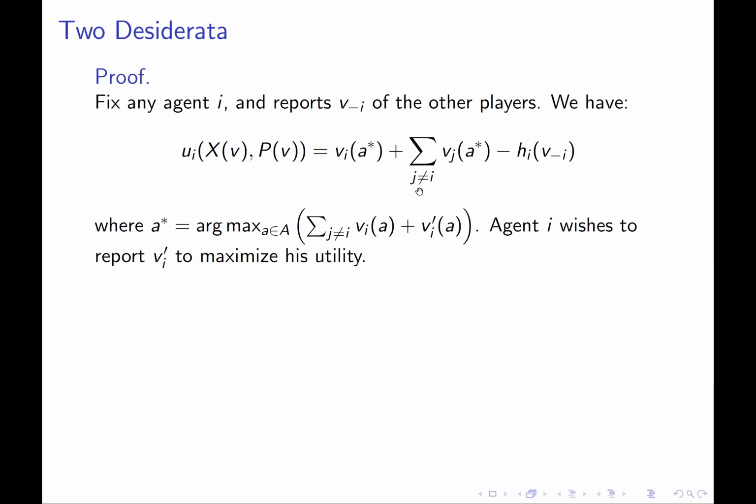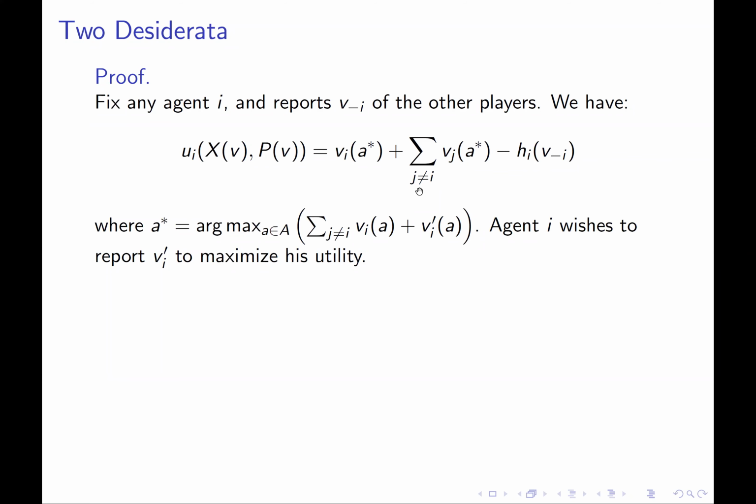So remember what we need to prove. We need to prove that for any agent i, no matter what everyone else reports, and no matter what misreport v_i prime that agent i might consider making, agent i will have only higher utility if they correctly report their valuation function than if they report something else like v_i prime. Okay?